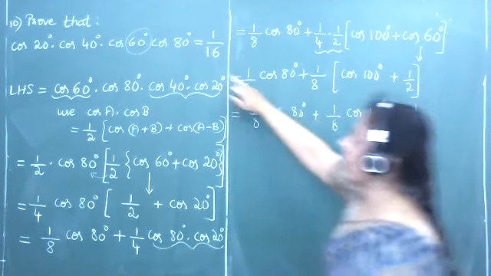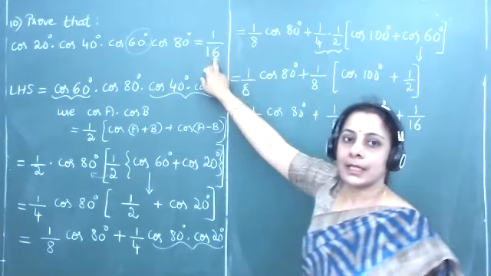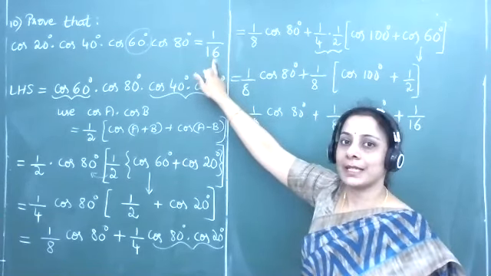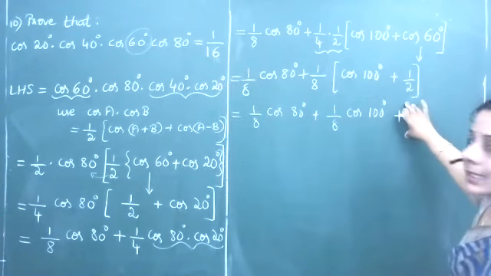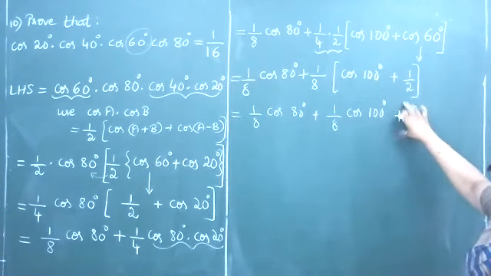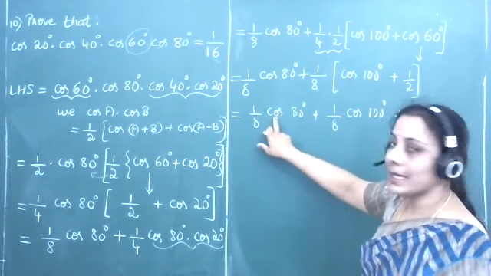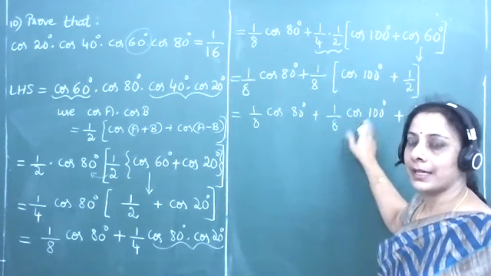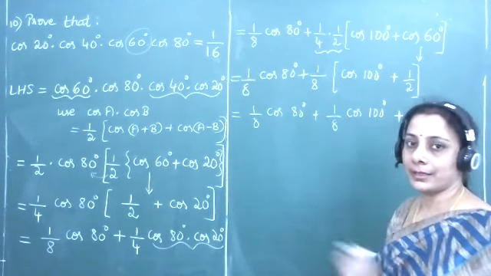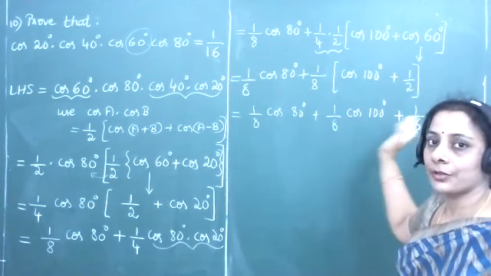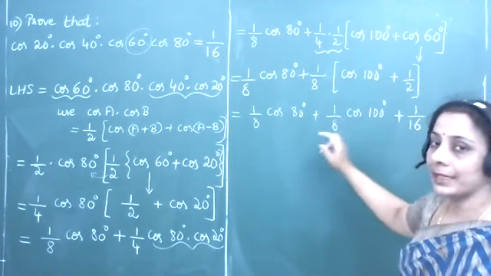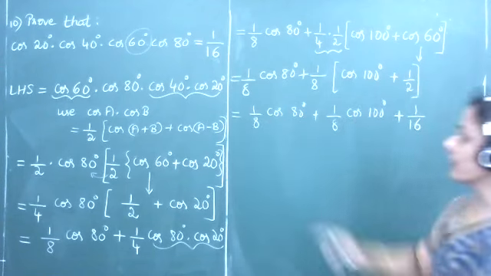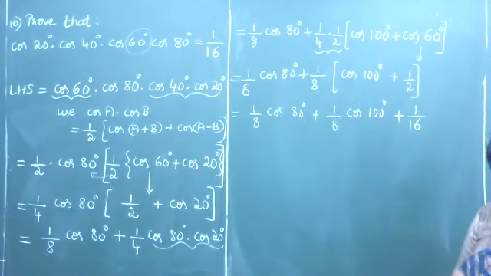Now let us go back to the question here. What is the desired RHS? What is the desired result here? We want 1 by 16, isn't it? 1 by 16 we have already got here. That means 1 by 8 into cos 80 degrees plus 1 by 8 into cos 100 degrees is not wanted here. This is not required for us. We should eliminate it. So we have to find a way to eliminate two terms, that is cos 80 degrees and cos 100 degrees.